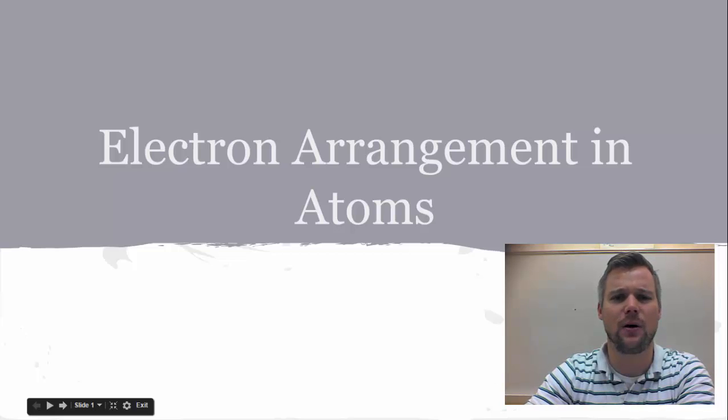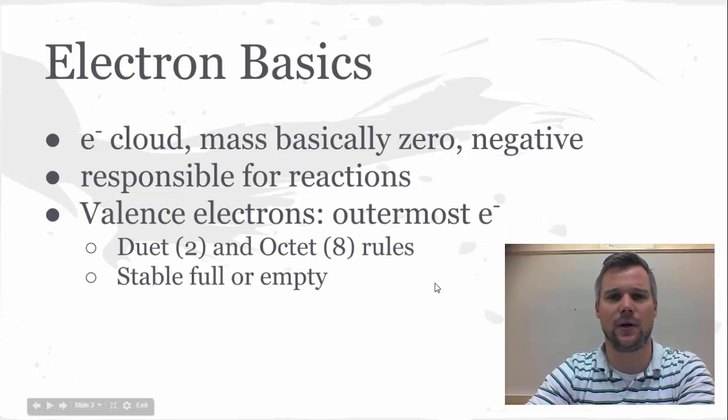Right, today let's talk about the electron arrangement in atoms. Up to this point, we've talked about electrons only living in an electron cloud, and then we expanded that a bit when we described Bohr diagrams, and those electrons lived in different energy levels. So let's start by reviewing some basic information.